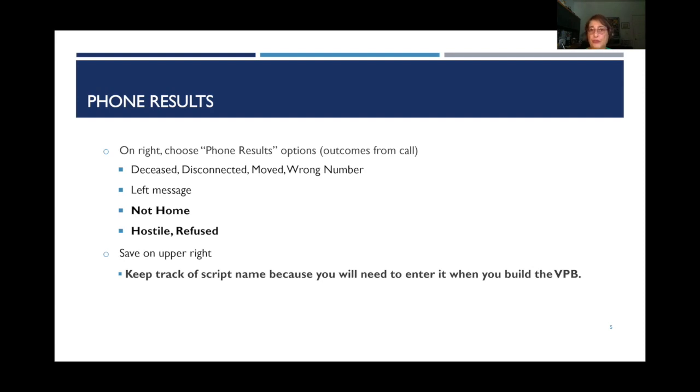If none of these other things fit, then just make it not home. And then hostile and refused are important. Refused is, hi, I'm Ginny, I'm from the Craven County Democratic Party. Click. Somebody just hangs up on you. Well, they're hanging up on me and they're probably going to hang up on any other person who calls them. So we're not going to waste time calling them in the future. So it's good to know that they were refused so we can be more efficient. And hostile is if you actually talk to someone and they're rather nasty to you.